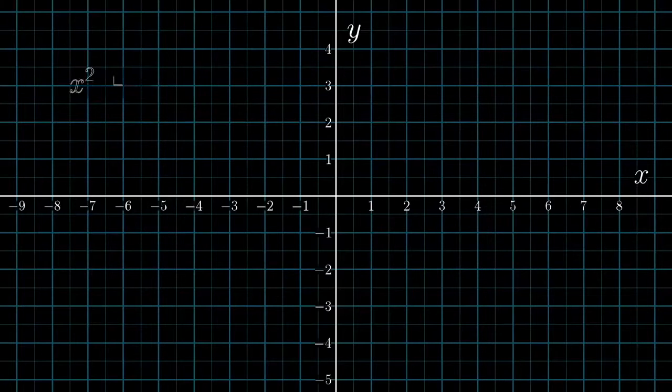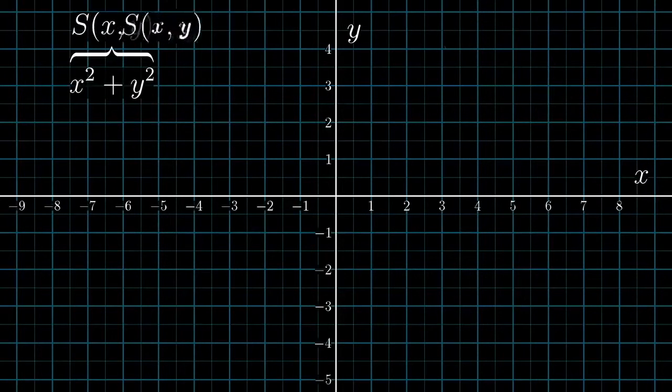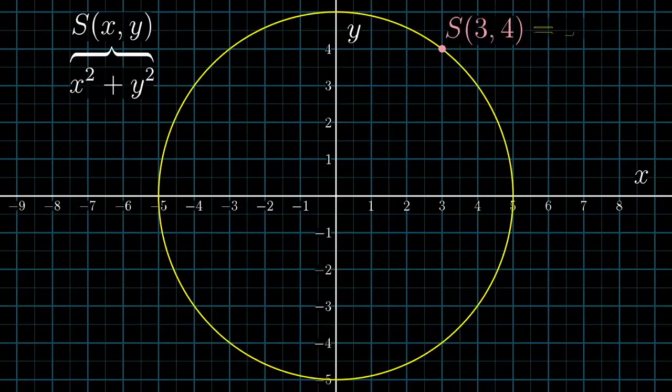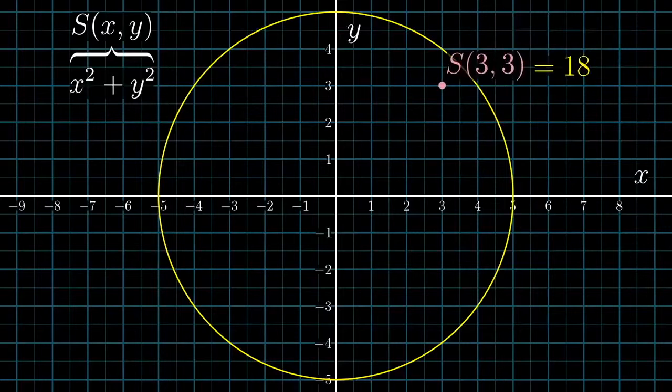Let me show you a nice way to think about this. Let's give this expression x squared plus y squared a name, maybe s. S is essentially a function of two variables. It takes every point xy on the plane and associates it with a number. For points on this circle, that number happens to be 25. If you stepped off the circle away from the center, that value would be bigger. For other points xy closer to the origin, that value would be smaller.